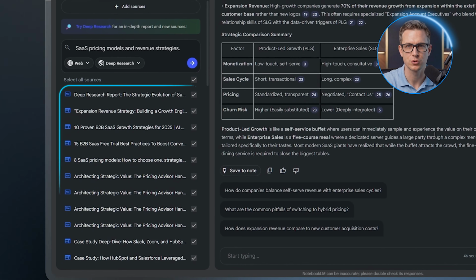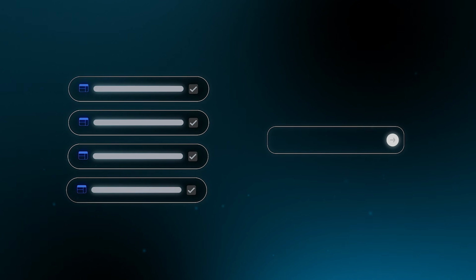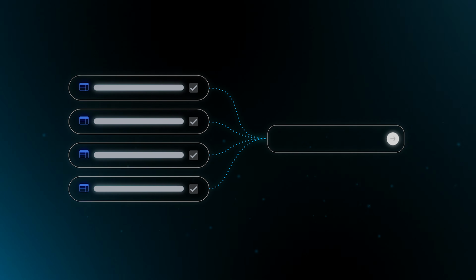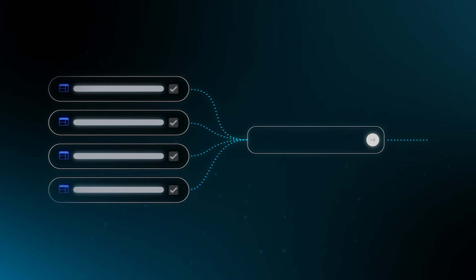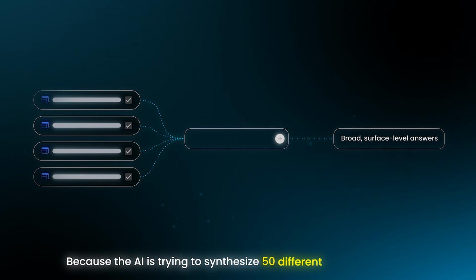Look at the left side of your screen. Every source you've loaded has a checked checkbox next to it. And the problem with that is, when you ask a question with everything selected, NotebookLM tries to pull from every single document simultaneously. This gives you broad, surface-level answers because the AI is trying to synthesize 50 different sources at once. Here is the difference in practice.